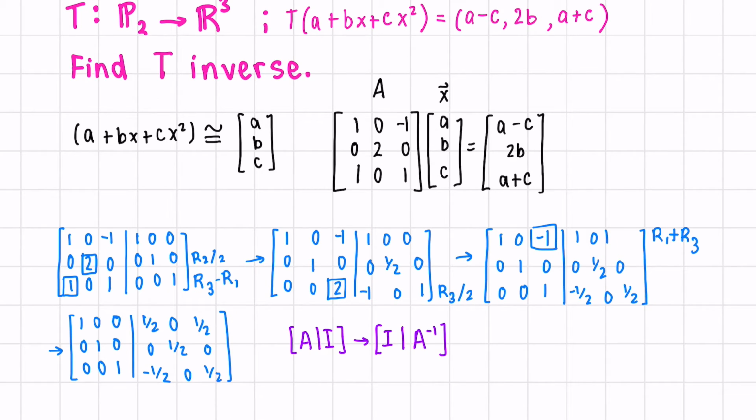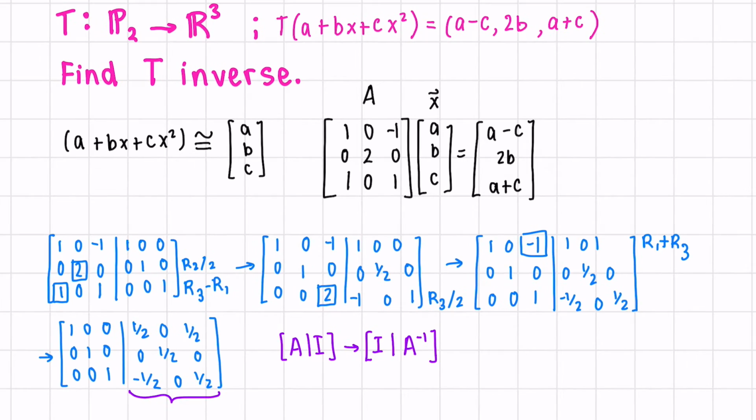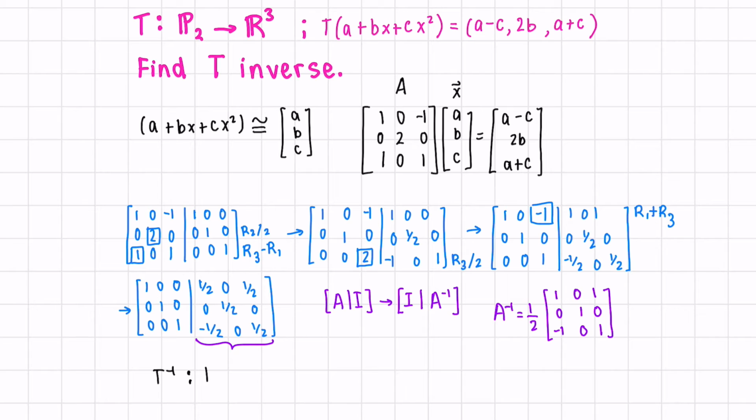Now we can clearly identify A inverse. We see that this transformation has an inverse. If it's not invertible, you wouldn't have the identity matrix on the left. So A inverse, we can even factor out the 1/2. T inverse goes from R3 to P2. To express our answer once again in this form, we can say the inverse of (a, b, c). Since we've used the isomorphism, we'll have to convert back to P2, polynomials.